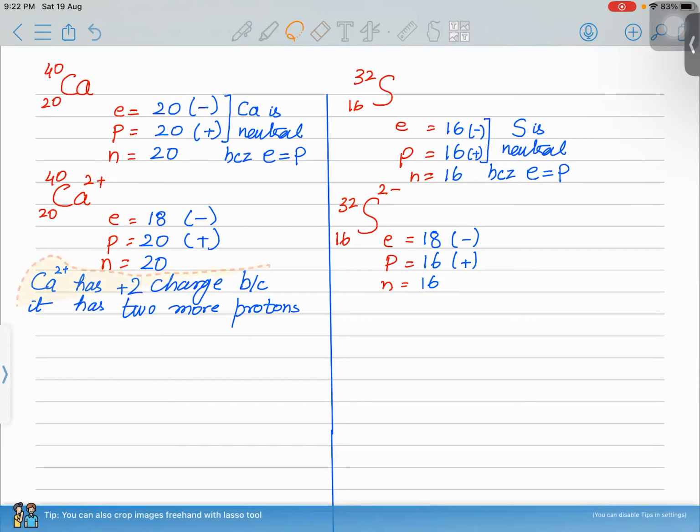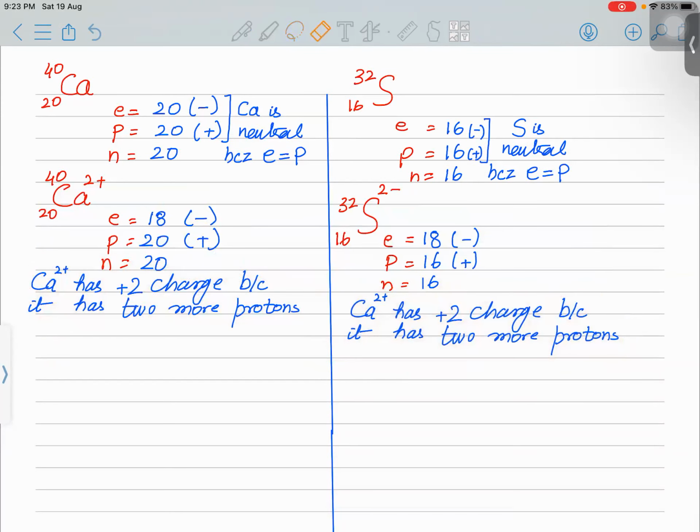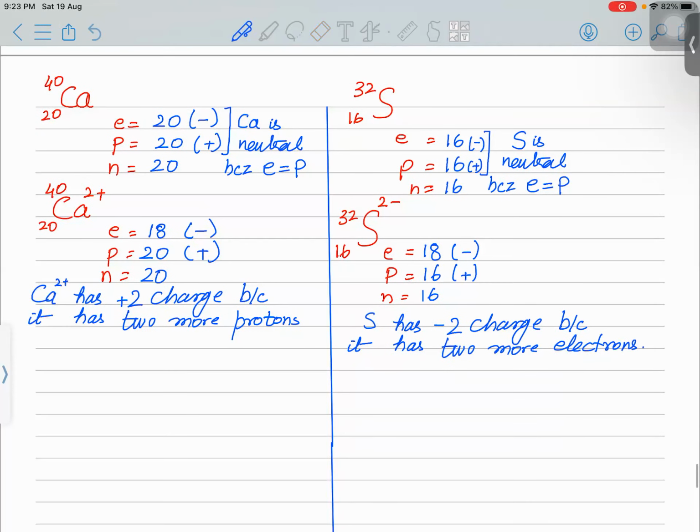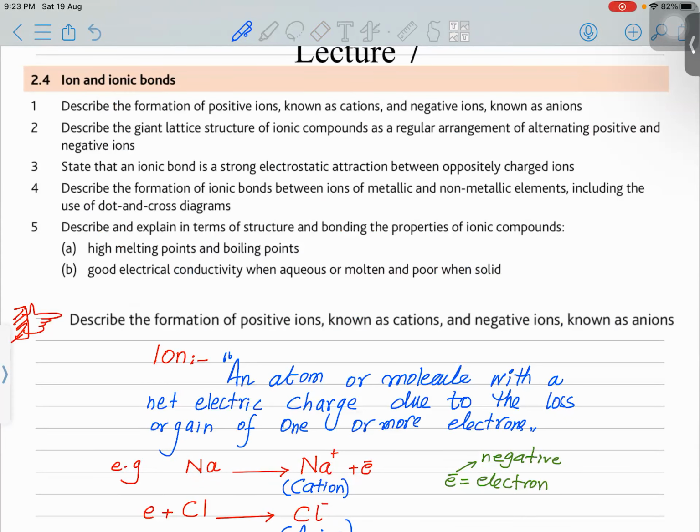So sulfur has minus 2 charge. Why minus 2 charge? Because it has 2 more electrons. So this is all about the formation of positive ion and negative ion.